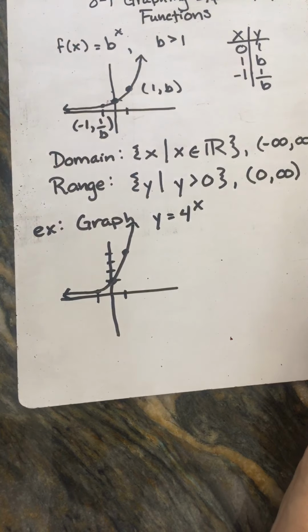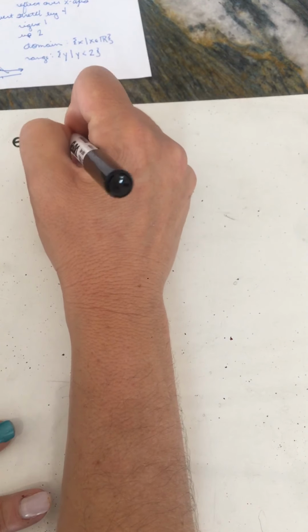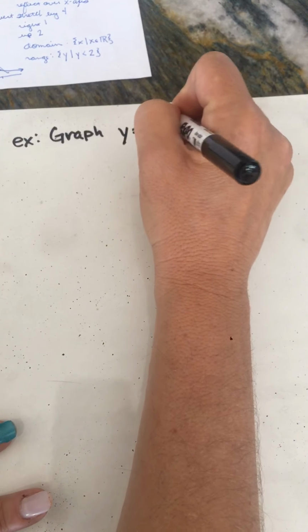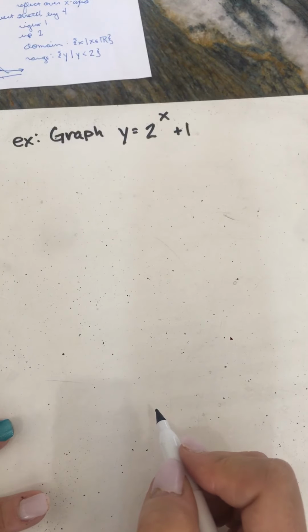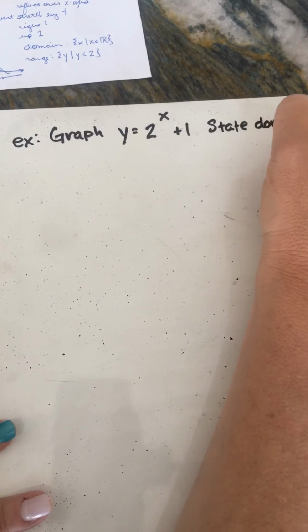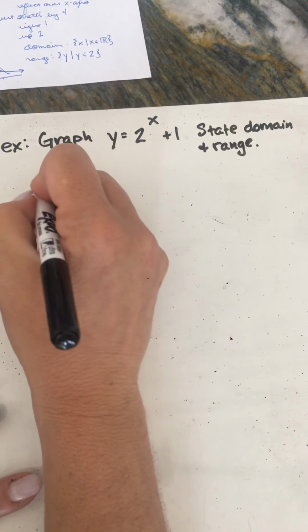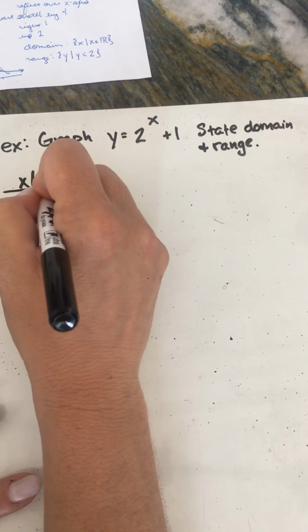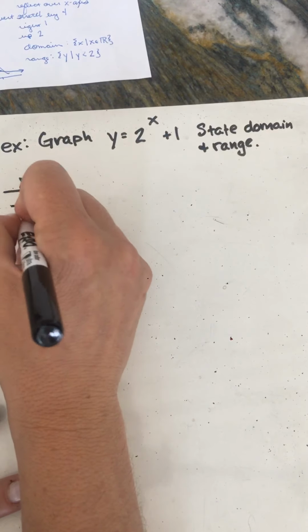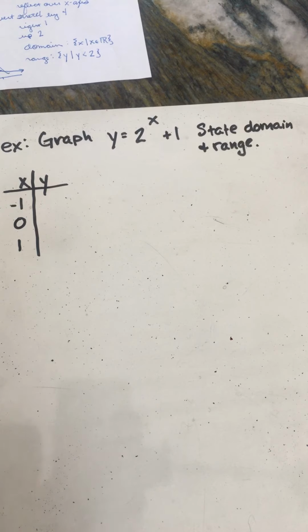All right. So now let's talk about translating. We've done this before, all kinds of things. We've translated parabolas and all kinds of stuff, your conics. So let's graph y equals 2 to the x plus 1. And then we're also going to state the domain and range. Okay, so what might be helpful is to do a table again. And we'll pick our values, negative 1, 0, and 1 for now.